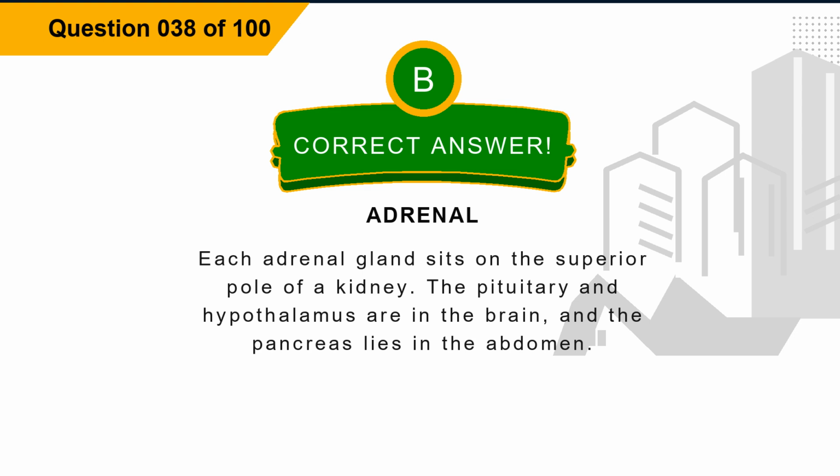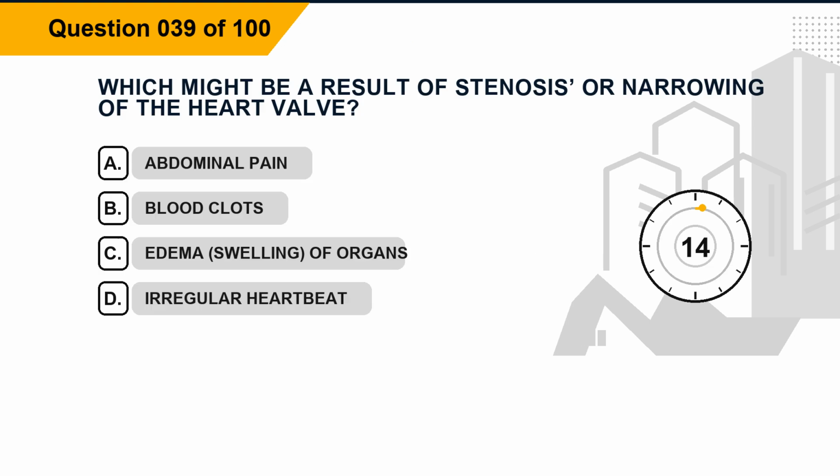Explanation. Each adrenal gland sits on the superior pole of a kidney, the pituitary and hypothalamus are in the brain, and the pancreas lies in the abdomen. Question 39. Which might be a result of stenosis, or narrowing of the heart valve?